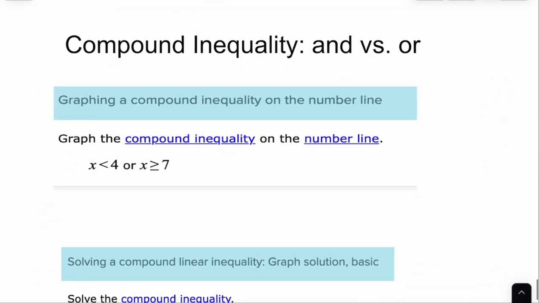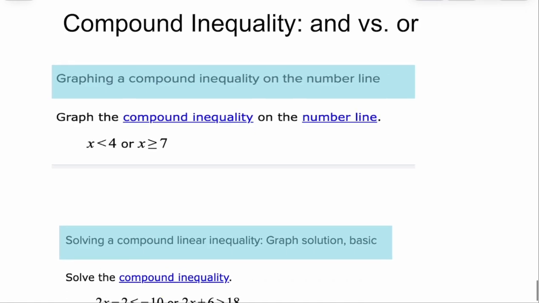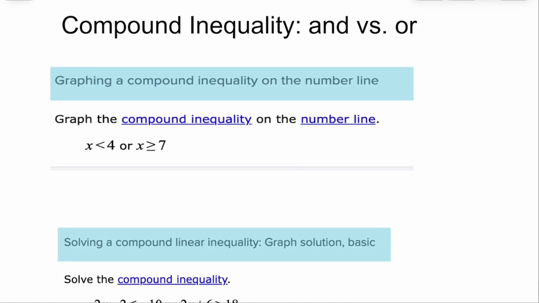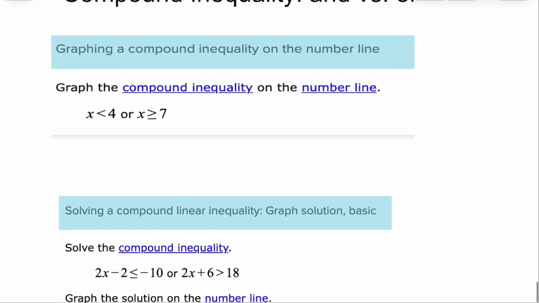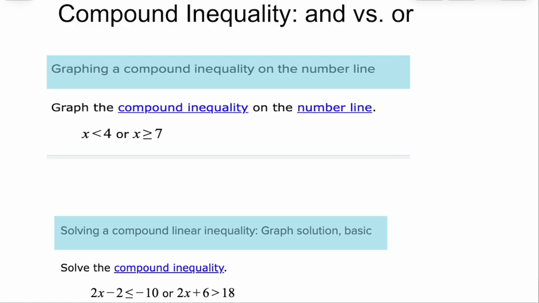Now let's talk about compound inequalities. If you are trying to graph a compound inequality on the number line, I don't know why I didn't give you a number line there, or I kind of did. Okay, we'll figure it out. But the word or means that you show all pieces. Whatever you get, you get. Okay, so what does that mean?